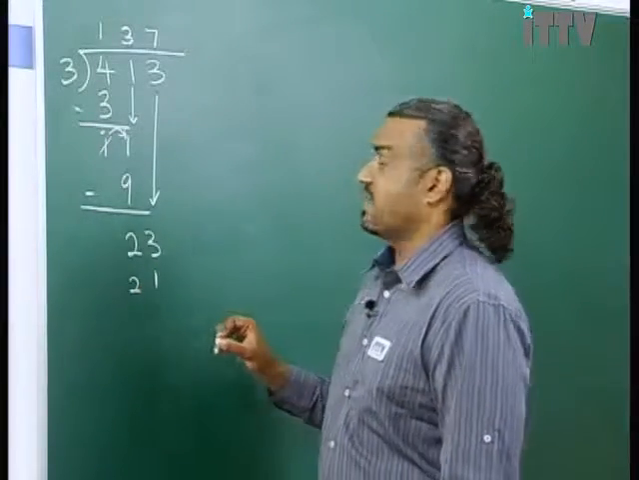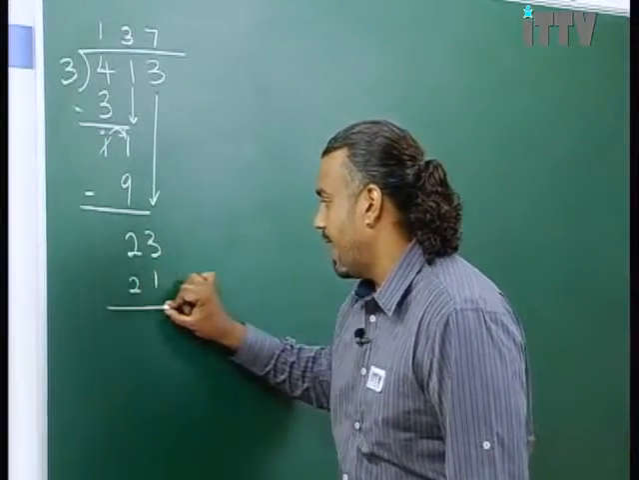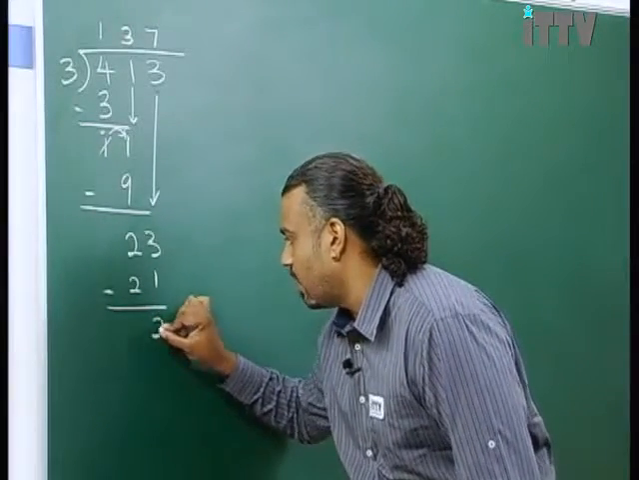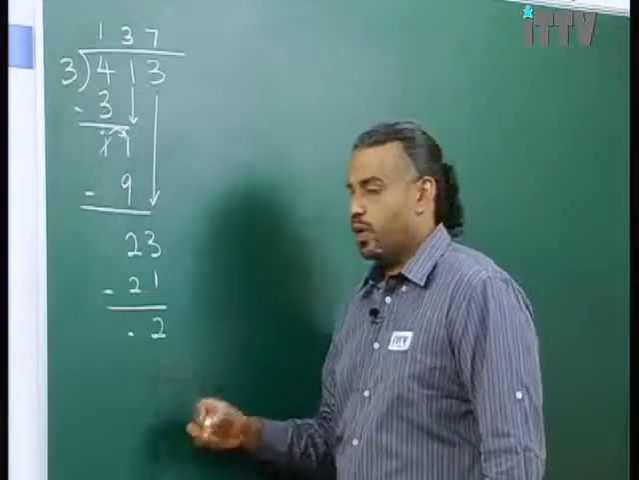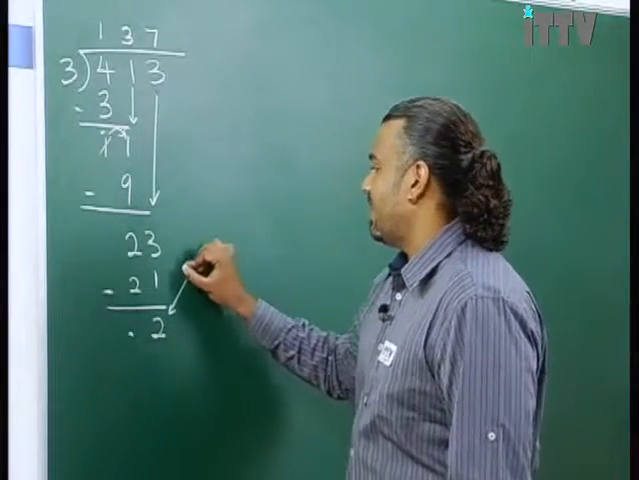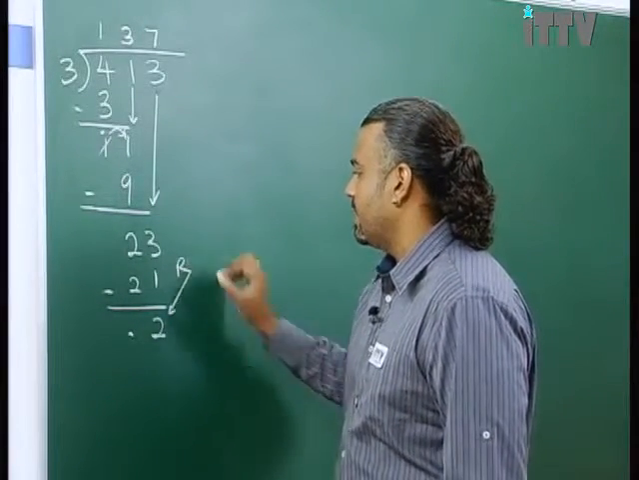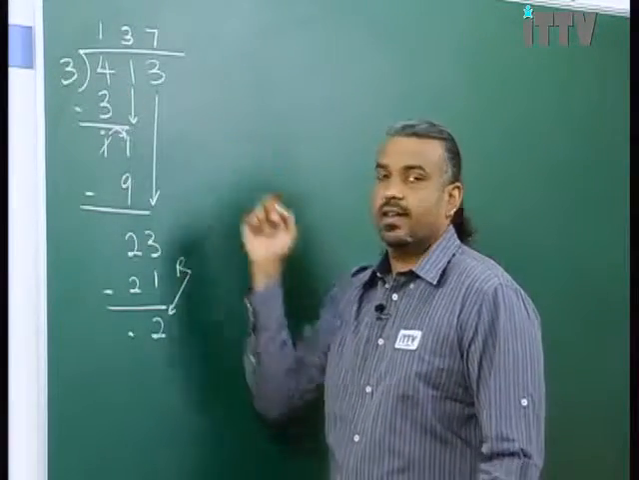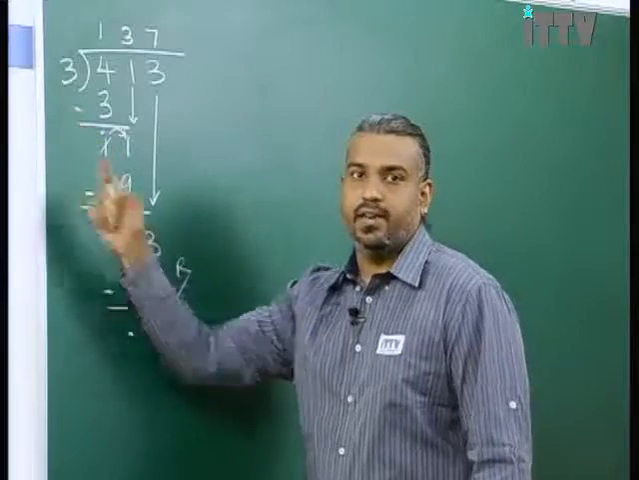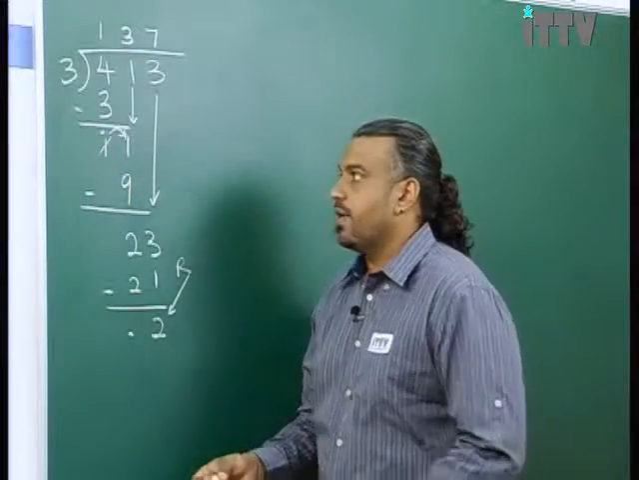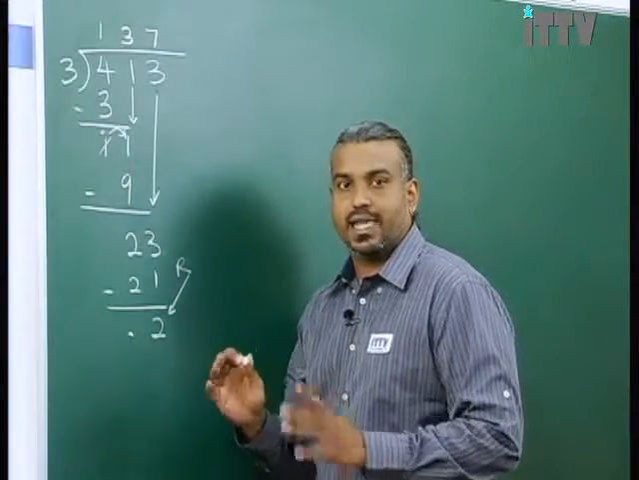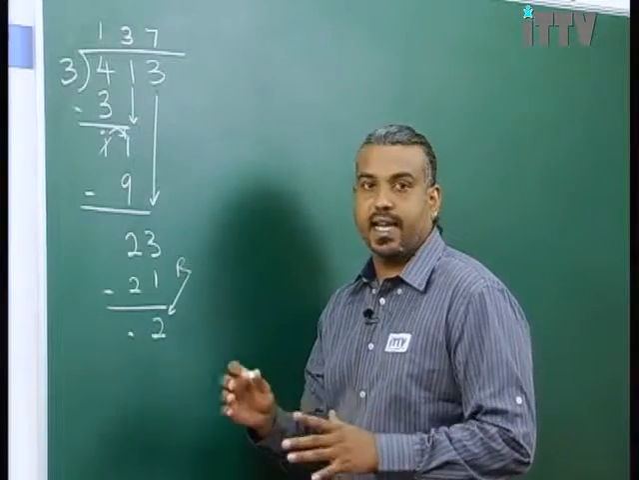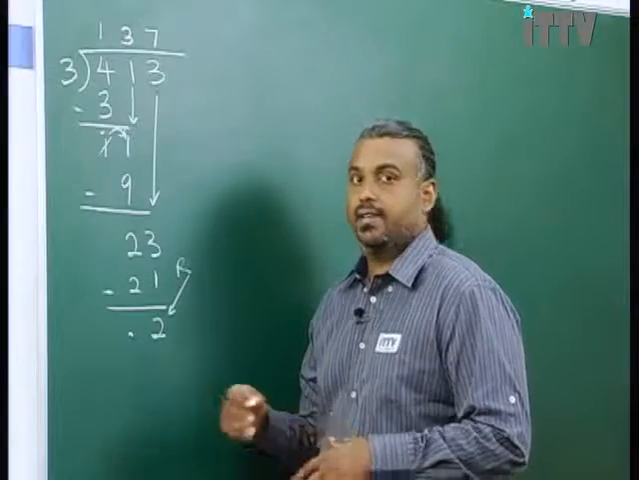3 multiplied by 7 is 21. Now, check this out, boys and girls. We have a remainder of 2. Now, since there is a remainder, can we say that 413 is divisible by 3? No, right? So, remember always to follow the chart that we discussed earlier. In those tables, you will find out exactly how to find the divisibilities.